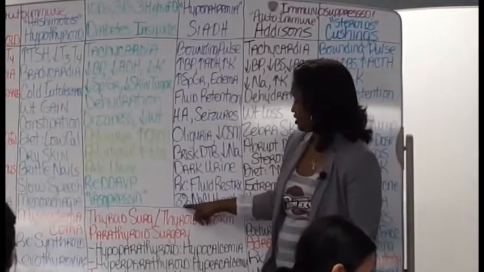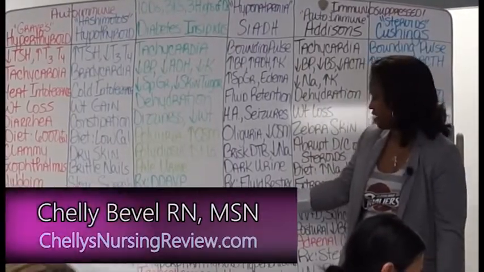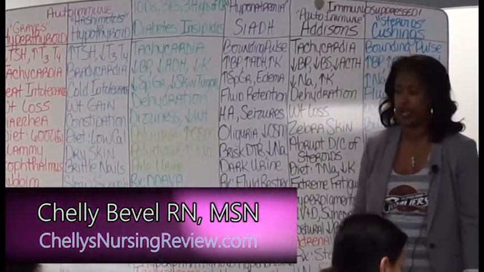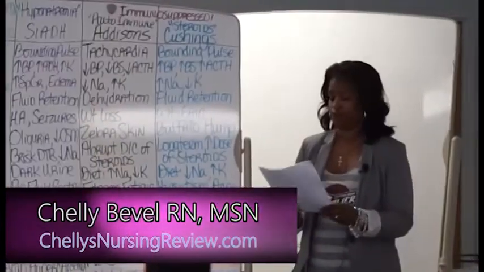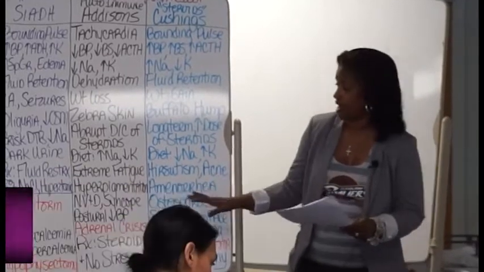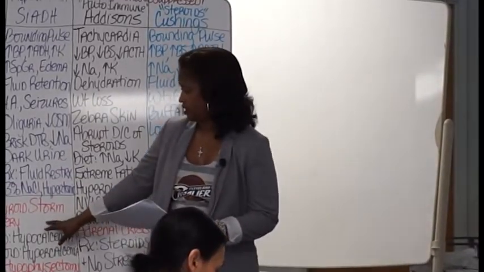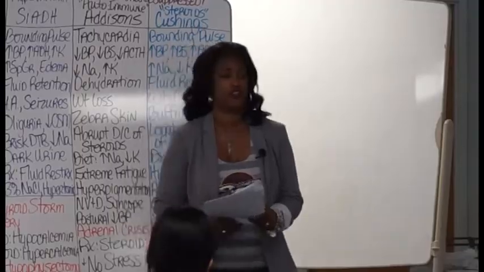Okay, this is on your test. 3% sodium chloride. Find it on your chart and highlight it. We're done, and all I'm doing now is reading some things on the test. So just listen.